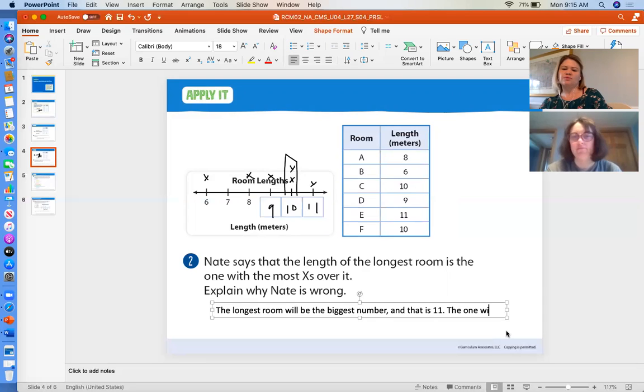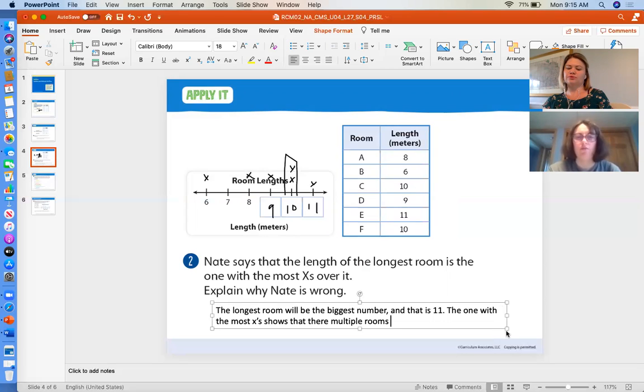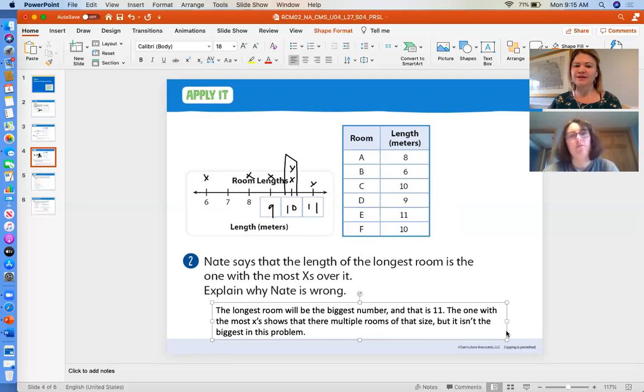The one with the most X's shows that there are multiple rooms of that size. But it isn't the biggest in this problem. Now, could it be possible that there were 3 11s? And in that case, it would be true, but not because there were 3 X's, right? It didn't have anything to do with the X's. All it had to do with was which number was the longest or the biggest.